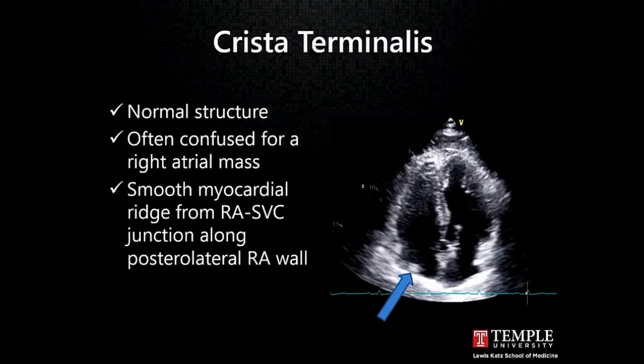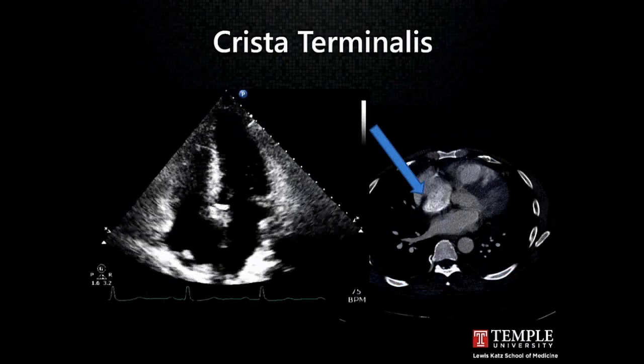many times we'll do advanced imaging to evaluate cardiac masses, is a normal structure like the Crista Terminalis. So it's often confused for a right atrial mass, but in fact it's just a smooth myocardial ridge that's between the RA and the SVC, right at that junction, and it's along the posterolateral right atrial wall. And you can see it highlighted by that blue arrow there.